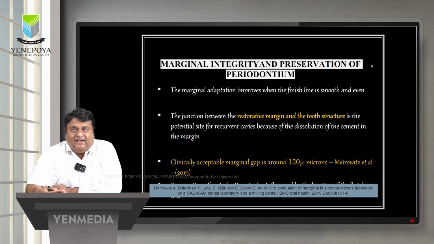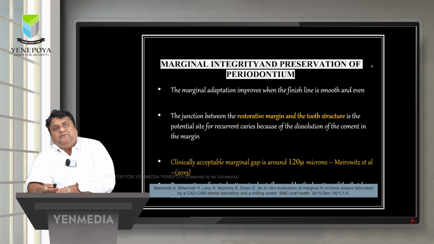So when the manufacturing process is getting better at reducing this gap, it is necessary for the clinician to be skilled in creating an even and smooth finish line, so that this micro gap reduces further. And along with the marginal adaptation, preservation of the periodontium is also very important. So that comes to where we need to place our finish line.